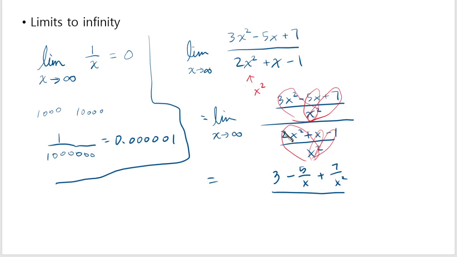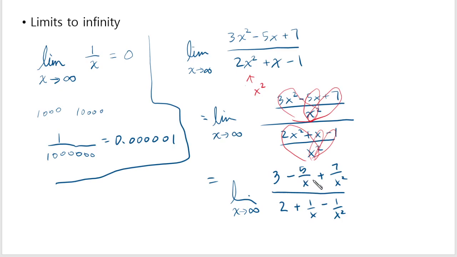over 2x squared divided by x squared is 2. x over x squared would be 1 over x. And then minus 1 over x squared would be just 1 over x squared. You're sending x to infinity. And now it's clear because you're dividing a finite quantity by something that's very, very, very large.